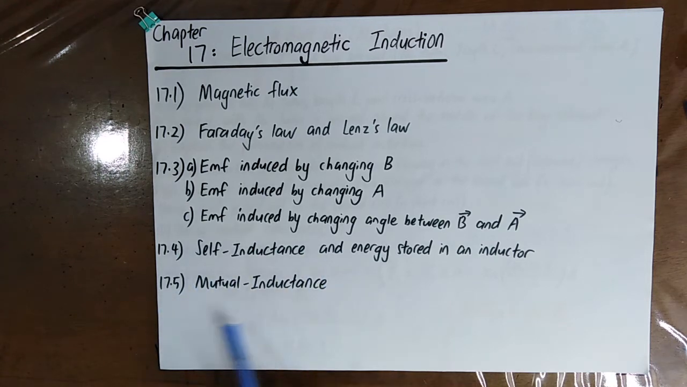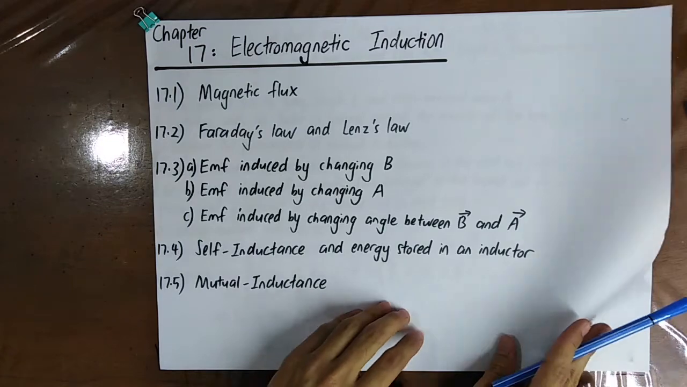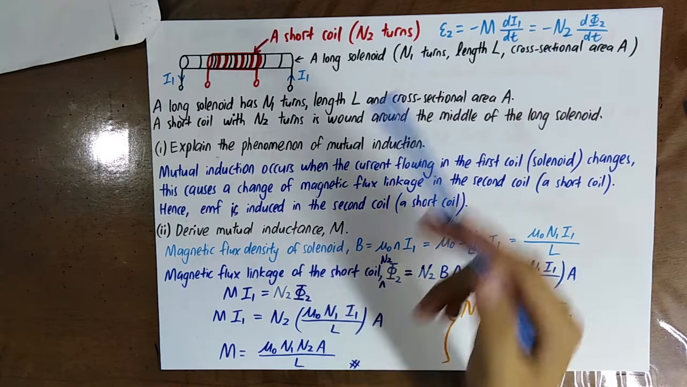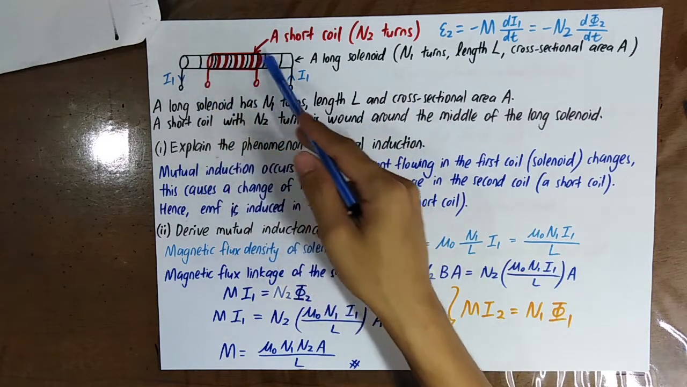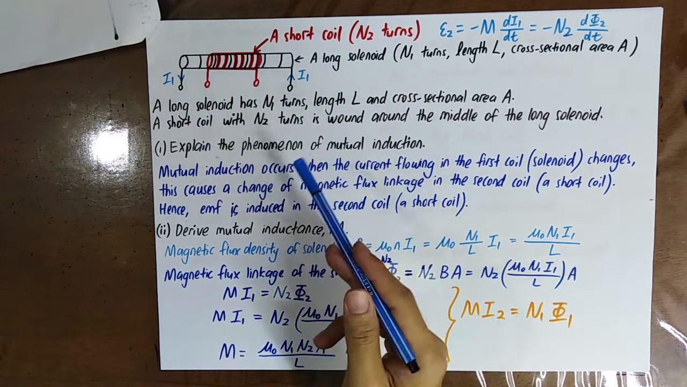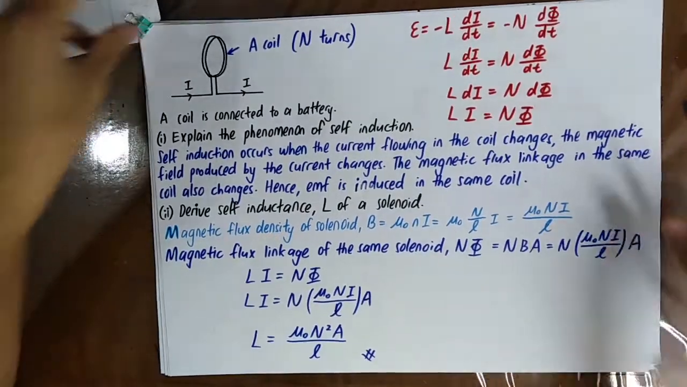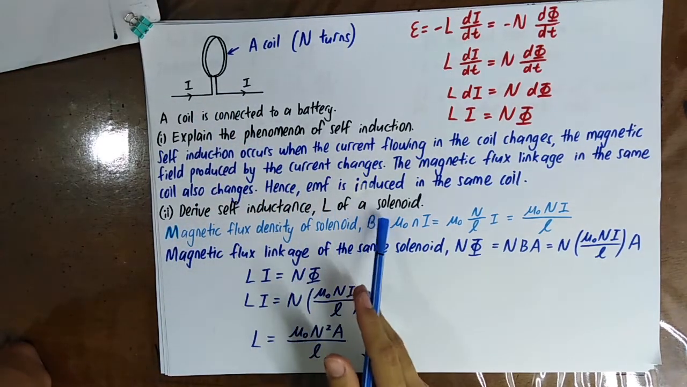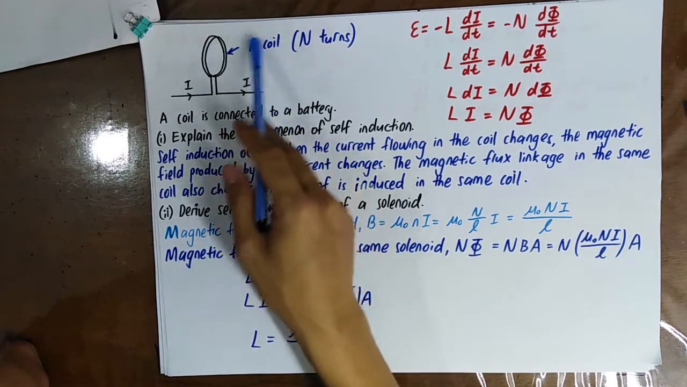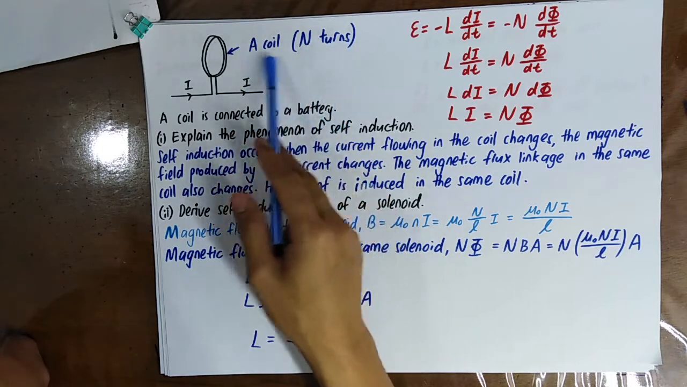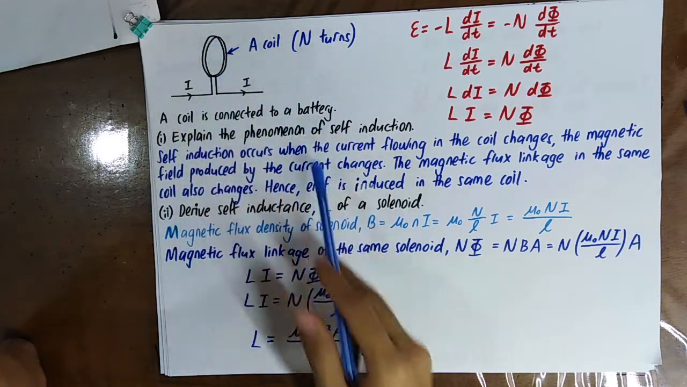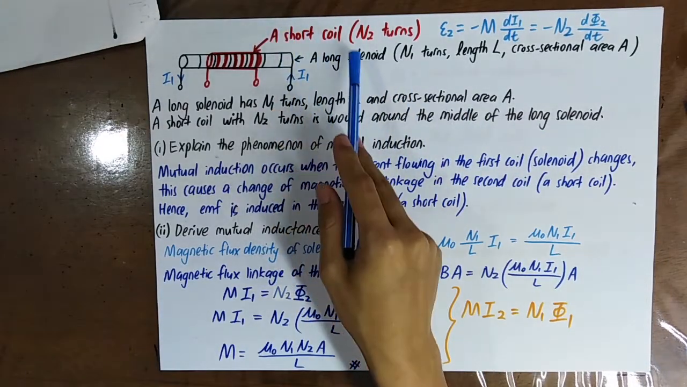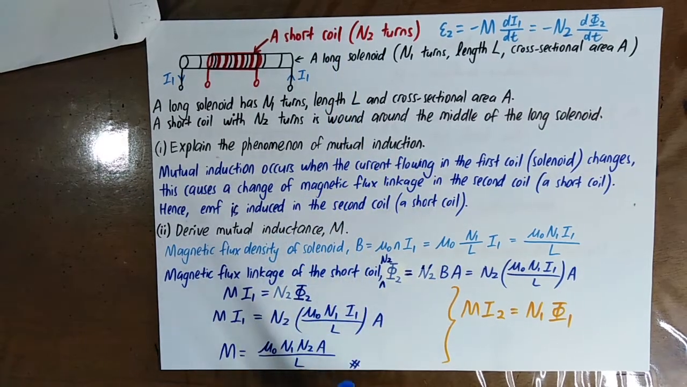In this video, we will be talking about mutual inductance. When it comes to mutual inductance, there must be two coils. In the last video, when you were only dealing with one coil, you used self-inductance. Remember that a coil can have a lot of turns, but for the same coil you only use self-inductance. When it comes to two coils, you use mutual inductance.